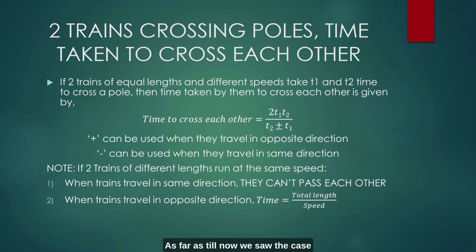Till now, we saw the case of two trains having equal length and different speeds. Now we will see the case of two trains having different lengths but the same speed. If two trains having different lengths and the same speed travel in the same direction, then it is not possible for them to cross each other. When two trains having different lengths and the same speed travel in opposite directions, then the time taken for them to cross each other can be given as total length divided by the relative speed. Let us solve some examples to understand this concept.